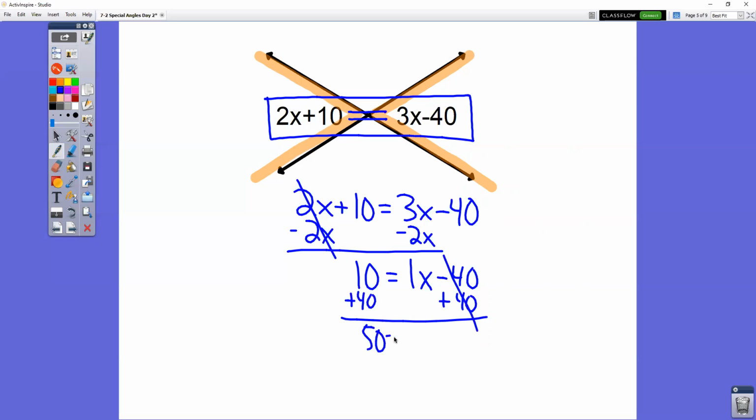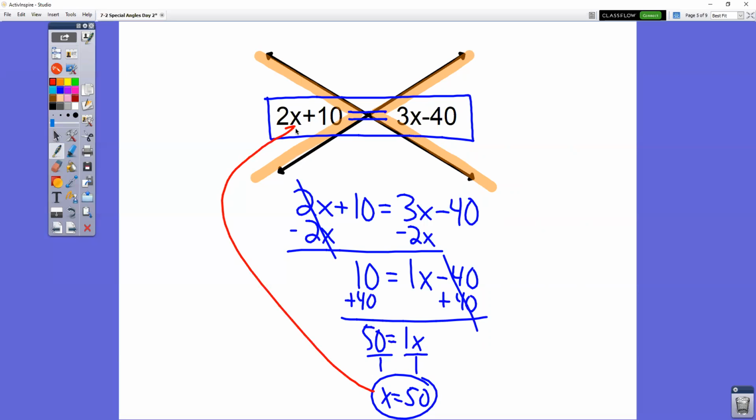So we have 50 equals 1x. Divide by 1, and you get x equals 50. Now remember, 50 is not your final answer. We need to take that 50 and sub it in for x. So we have 2 times 50, which is 100, plus 10 is 110 for this angle.